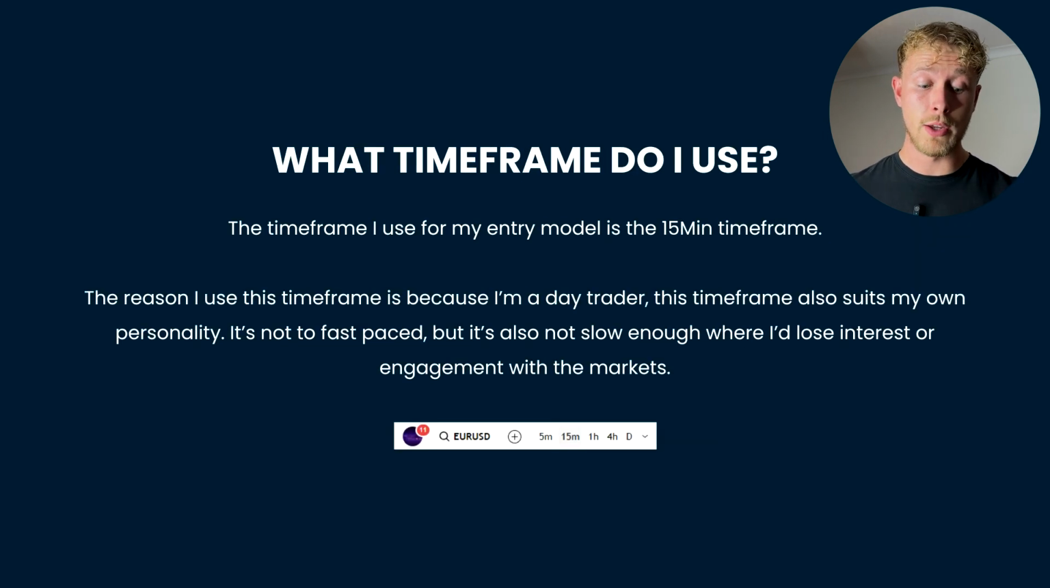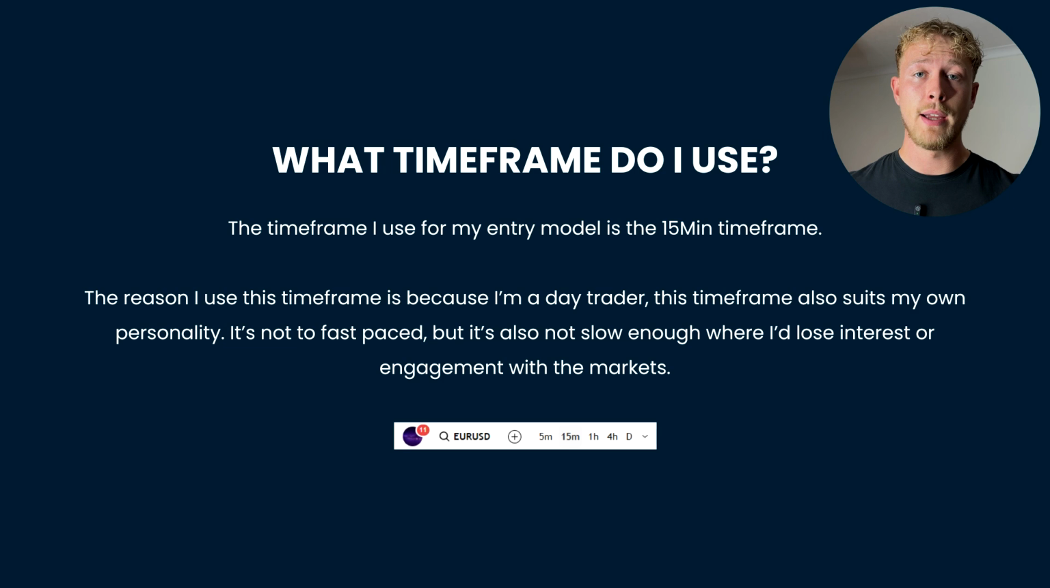What time frame do I use? The time frame I use for my own entry model is the 15-minute time frame. And the reason I use this time frame is because I'm a day trader. This time frame also suits my own personality. It's not too fast paced like the 5-minute or the 1-minute. I don't like trading at too quick of a time frame. But the 15-minute is also not slow enough where I become disengaged with the markets or lose interest.